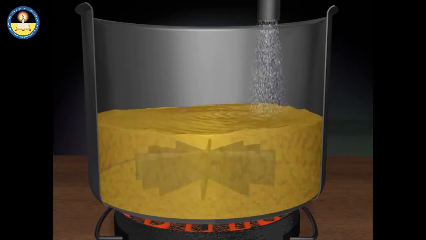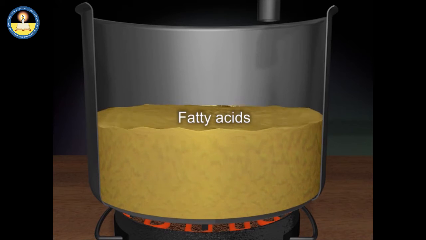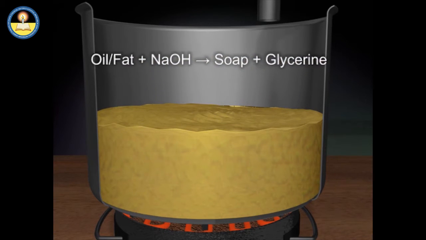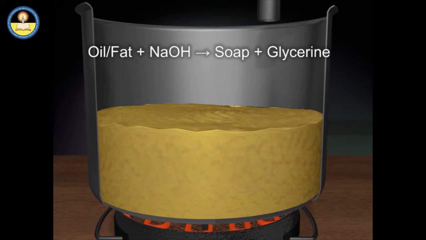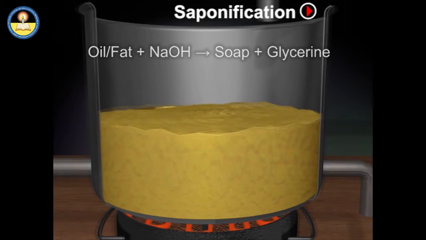Sodium hydroxide reacts with fatty acids to form soap. This can be shown by the help of an equation. Oil or fat reacts with sodium hydroxide to give soap and glycerine. This process is called saponification.